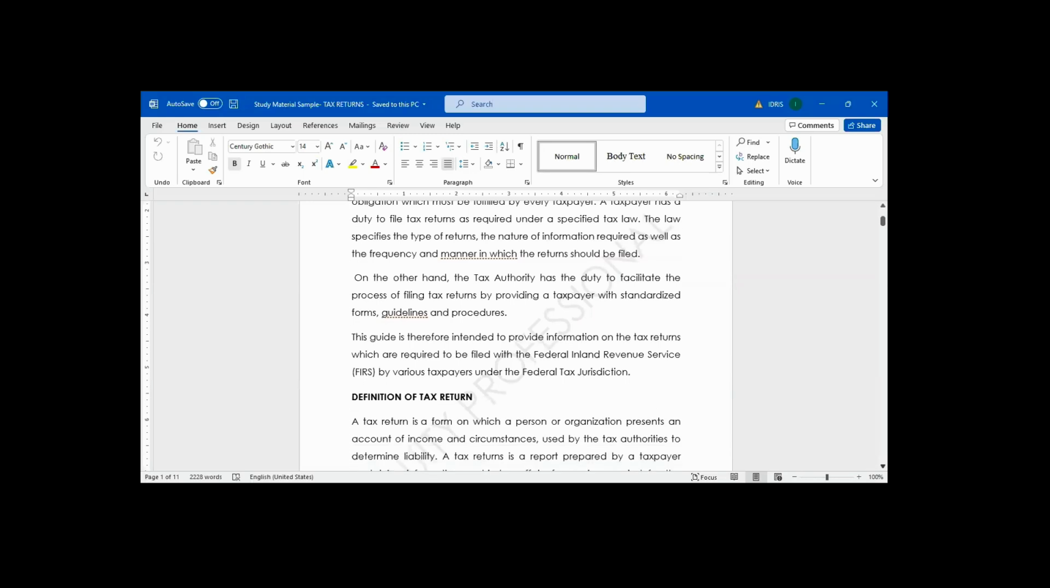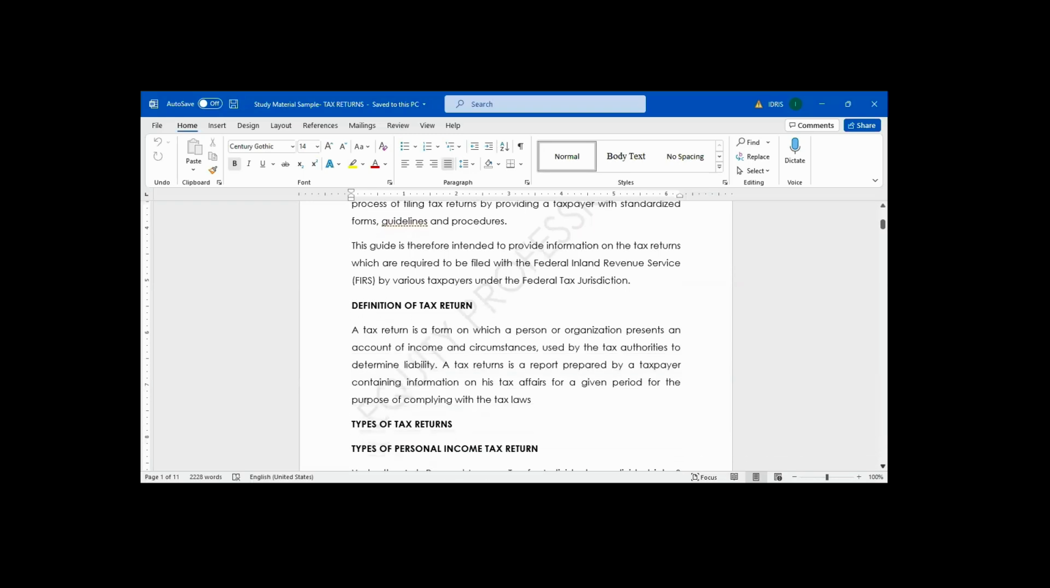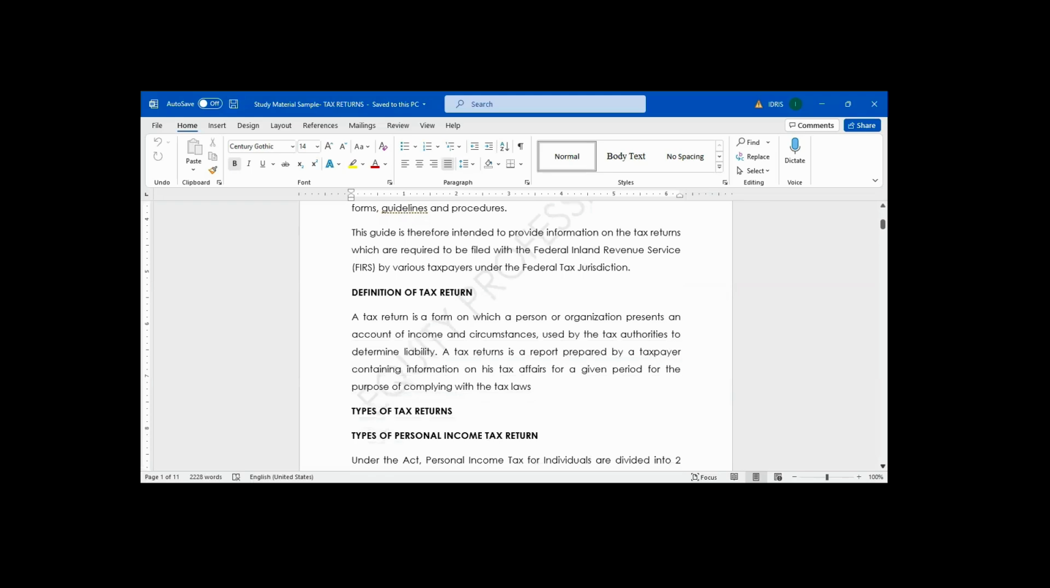What is this tax return? Tax return is a form that contains information about the tax affair of a particular taxpayer for a given period of time. Tax return is a report prepared by the taxpayer containing information on a tax affair for a given period for the purpose of complying with tax law.